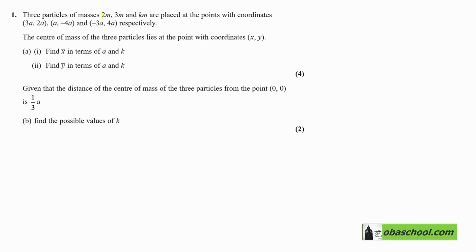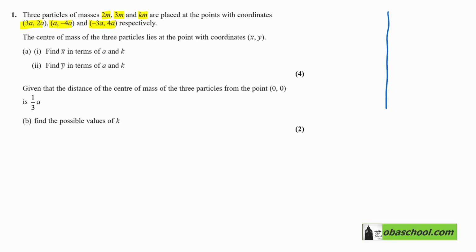Three particles of mass 2m, 3m and km are placed at the points with coordinates (3a, 2a), (a, -4a) and (-3a, 4a) respectively. The centre of mass of the three particles lies at the point with coordinates (x bar, y bar). In part A, we want to find x bar in terms of a and k, and then find y bar in terms of a and k.